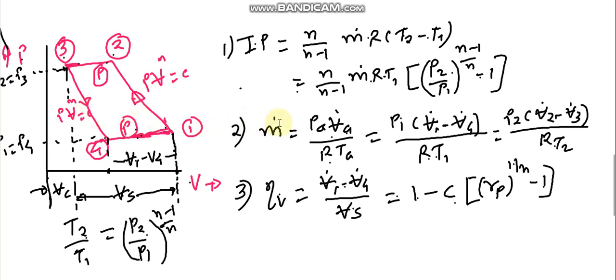The most commonly used is the reciprocating air compressor. We know this is the volume of air taken inside the cylinder, that is V1 minus V4. This is the solid volume. This is the clearance volume. This is the suction pressure, P1 equal to P4. This is the delivery pressure, P2 equal to P3. This is the compression process, PV^n equal to C. This is the expansion process, PV^n equal to C. Okay, so this is all about it.